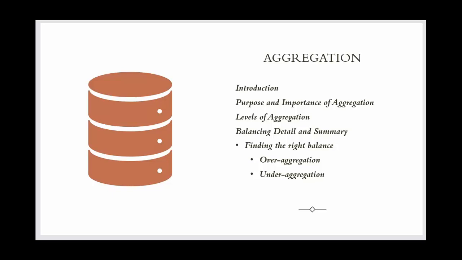Detailed explanation. Purpose and importance of aggregation. Definition. Aggregation is the process of adding together assets, liabilities, equity, income, or expenses that have shared characteristics. This method helps present a clearer and more concise view of an entity's financial position and performance.